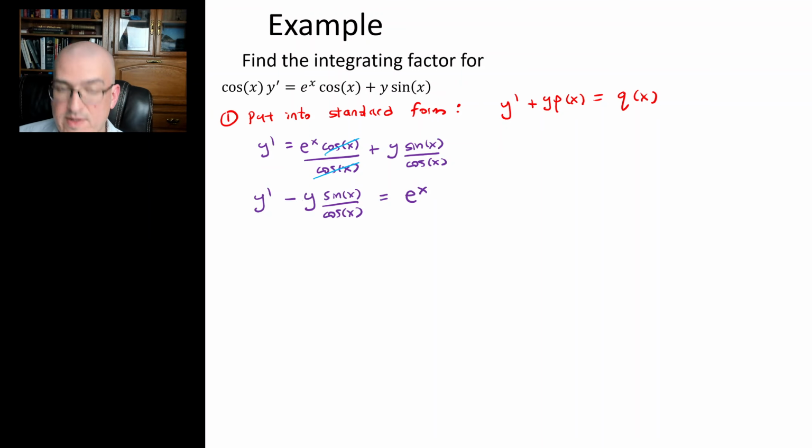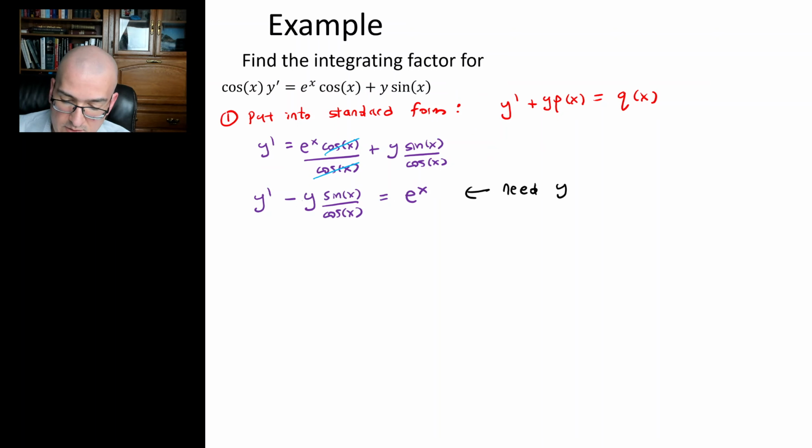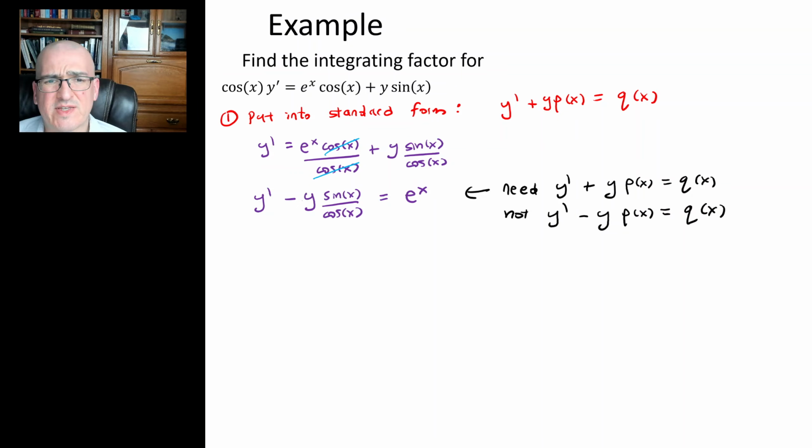And it's still not right. It's still off because it has to be plus, not minus. Need y prime plus y times p of x is equal to q of x, not y prime minus y times p of x is equal to q of x. So how do we fix that? It's really dumb. It's so dumb.